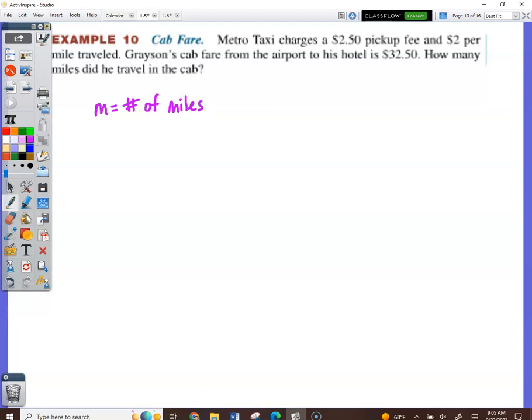What's the flat fee? So 2.50, and I'm writing underneath it so y'all know where it came from. That's the flat fee. And then what's the rate? 2 per mile. This is the rate. And how much did he pay? Don't you love ones like this?